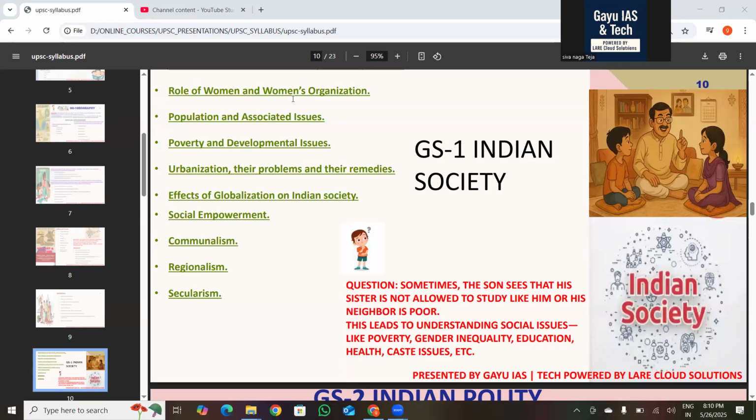And after that, stretched by regionalism: causes and impact. When one corner pulls harder than the others, the cloth stretches dangerously. That is regionalism. Subnationalism, linguistic states, development imbalance, demands of autonomy, center-state relations. This is also interlinked. See GS paper 1 and GS paper 2.